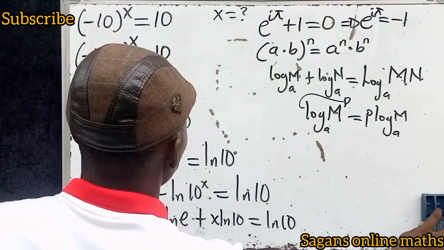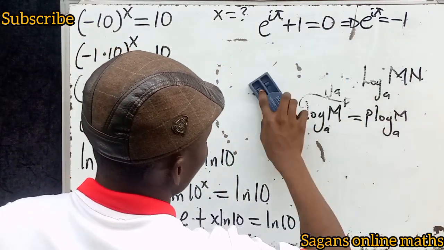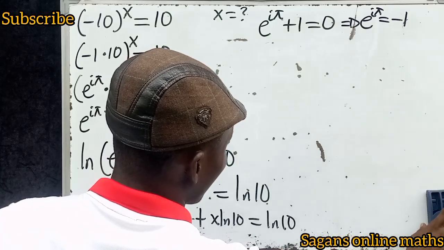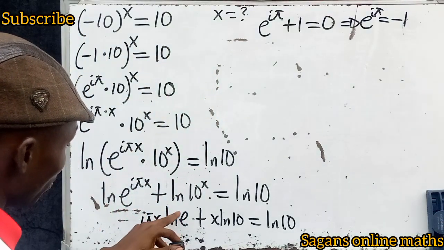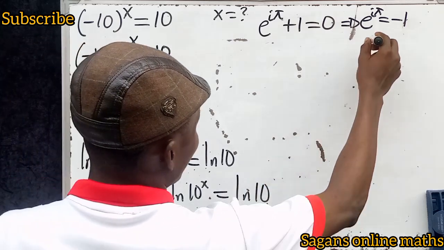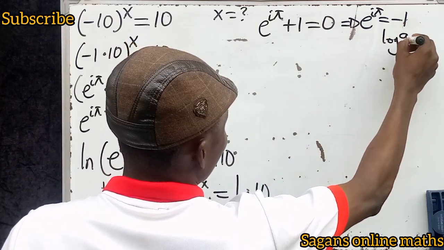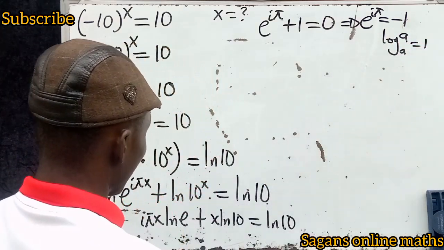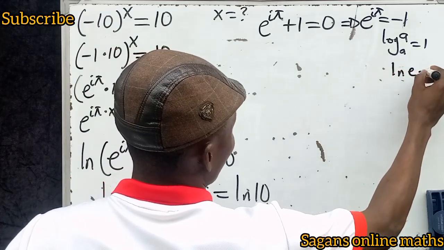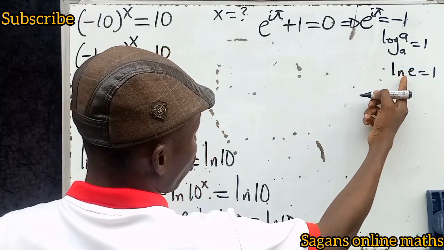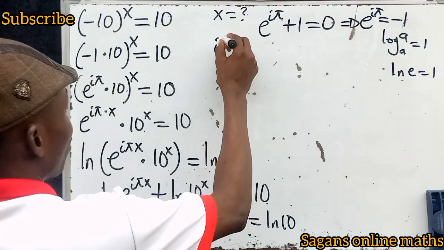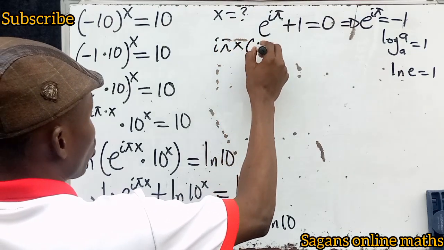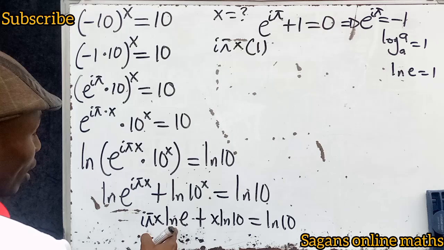Now let's remove this from here quickly, so I can do what you have on the board. Now from here we know that this is ln e, base e. Note that log a base a is equals to 1, and that means ln e is equals to 1, because natural logarithms are always in base e. So that means this now becomes iπ multiplied by x, into 1, because ln e is 1.